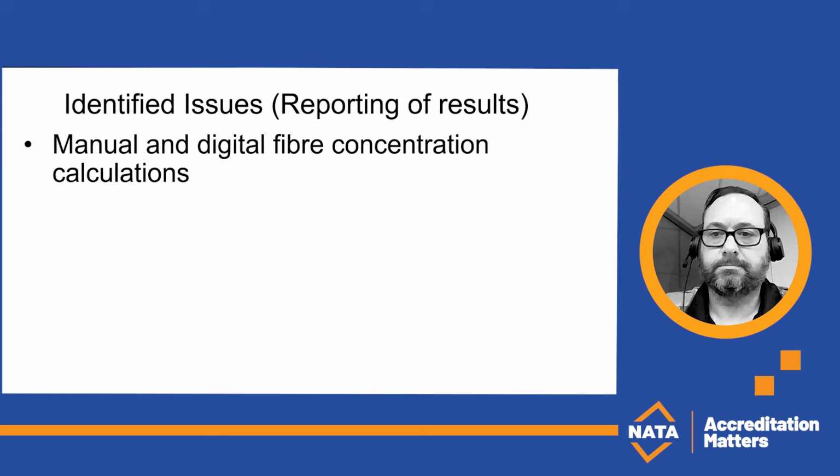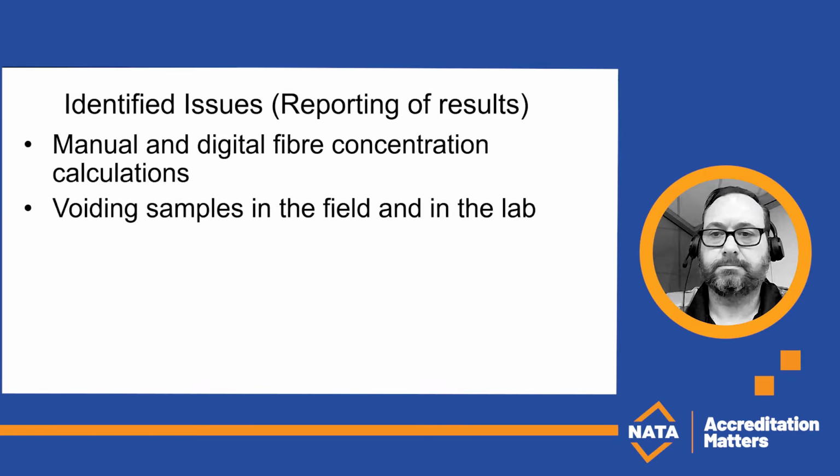How are they verifying that the digital concentration calculator is accurate? And how is that digital fiber concentration calculator reacting when we change the parameters, when we shorten the volumes? Is it reviewing and increasing reporting limits as we would per Table 3 and the associated documentation of the guidance note? So voiding samples in the field, voiding samples in the lab.